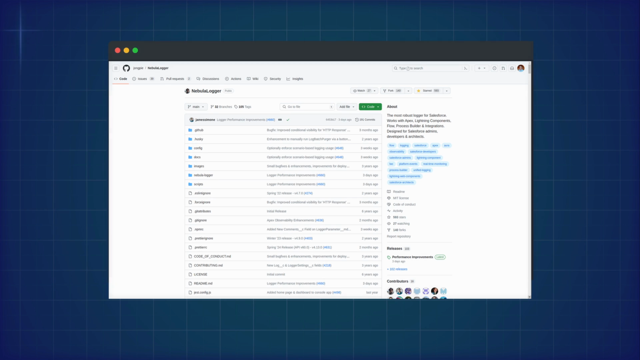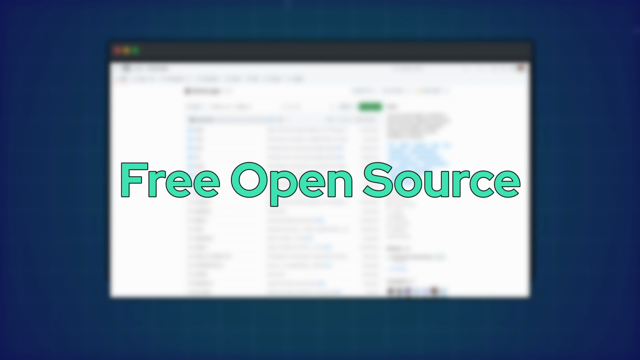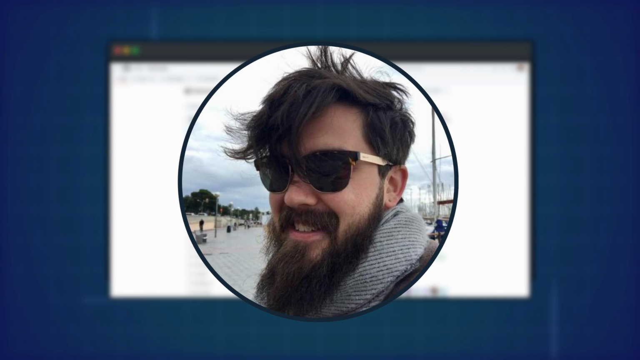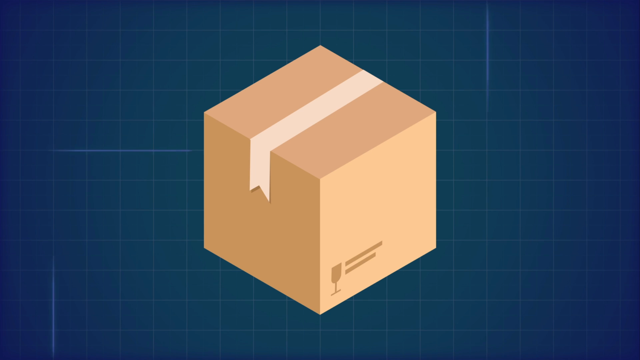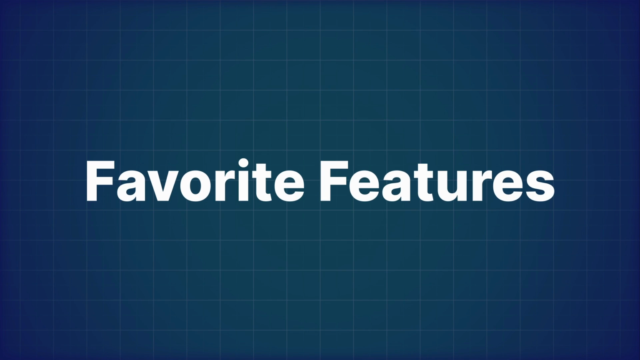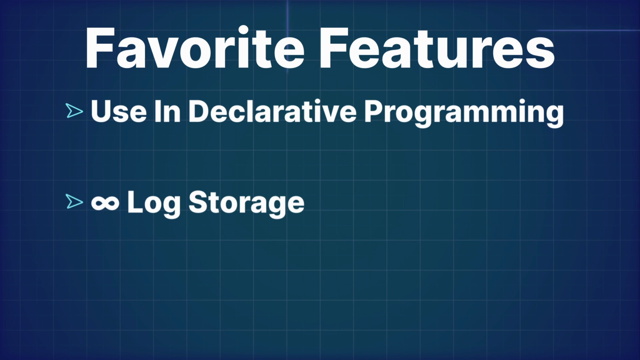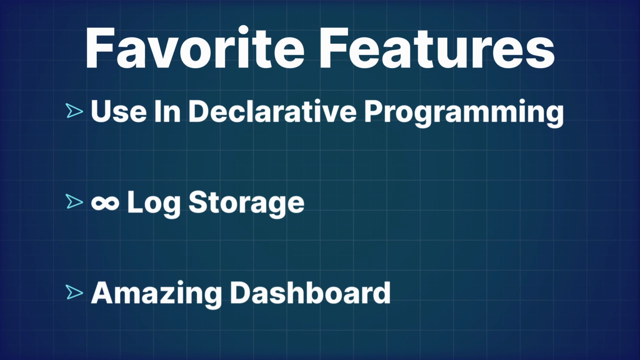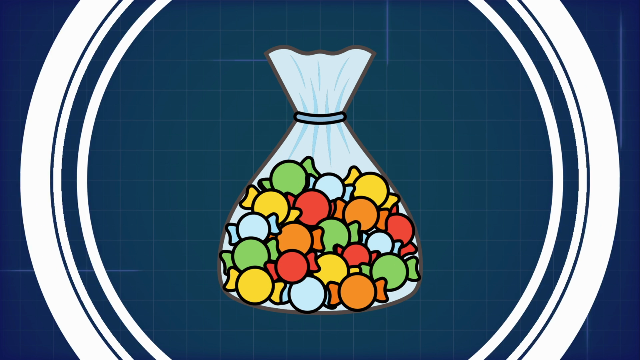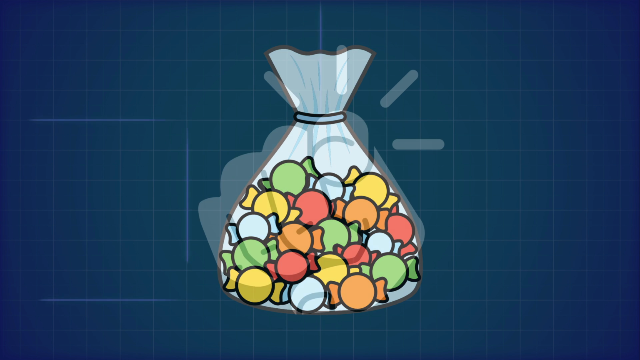Enter Nebula Logger, a free open source project created by Jonathan Gillespie. This package allows you to fully customize your logging needs. Some of my favorite features of Nebula include ability to log in Apex and Flow, save logs as long as needed, and an easy-to-digest logging dashboard. Before we dive into the goodies, let's cover how to get this configured in your org.